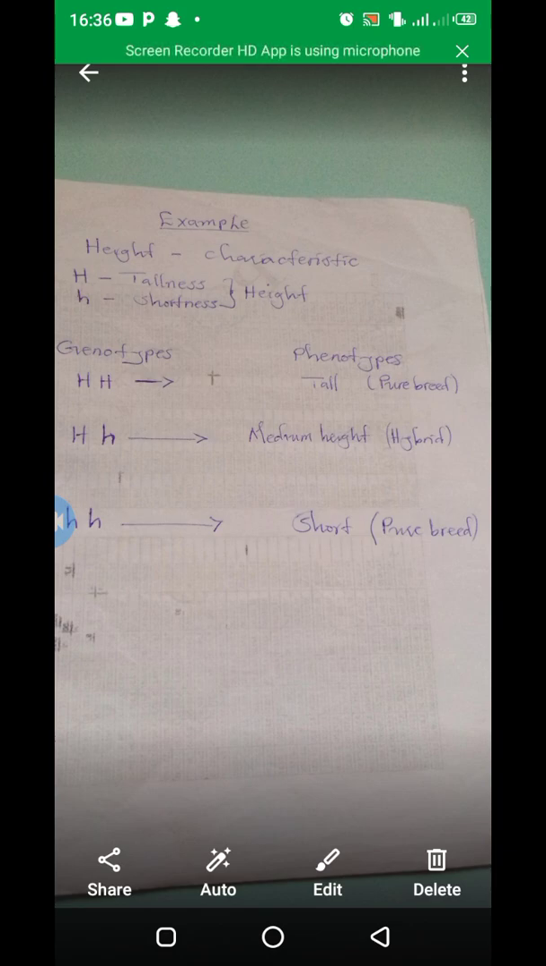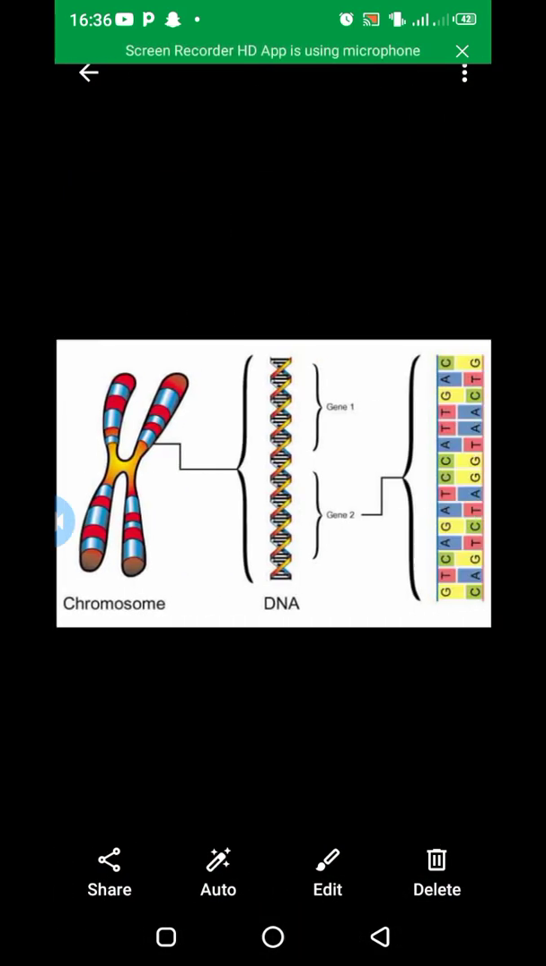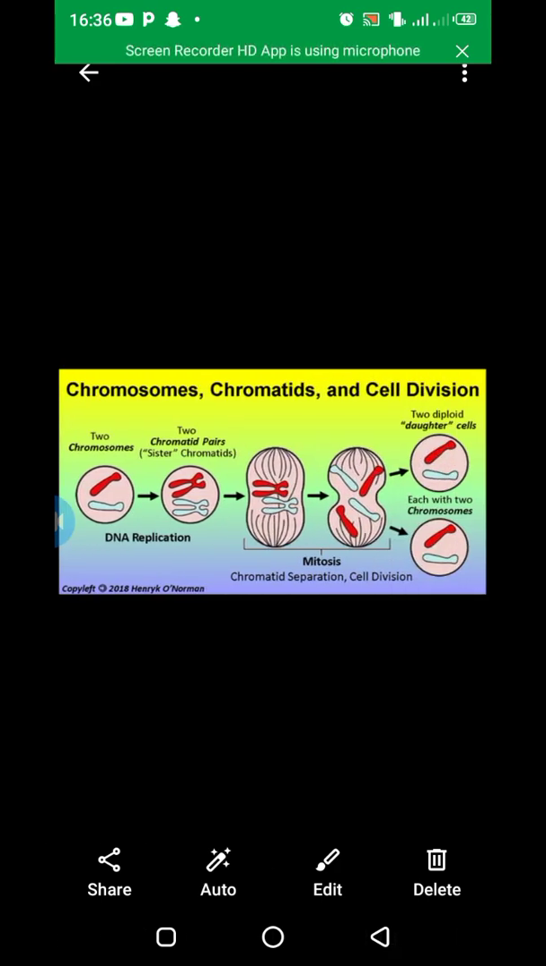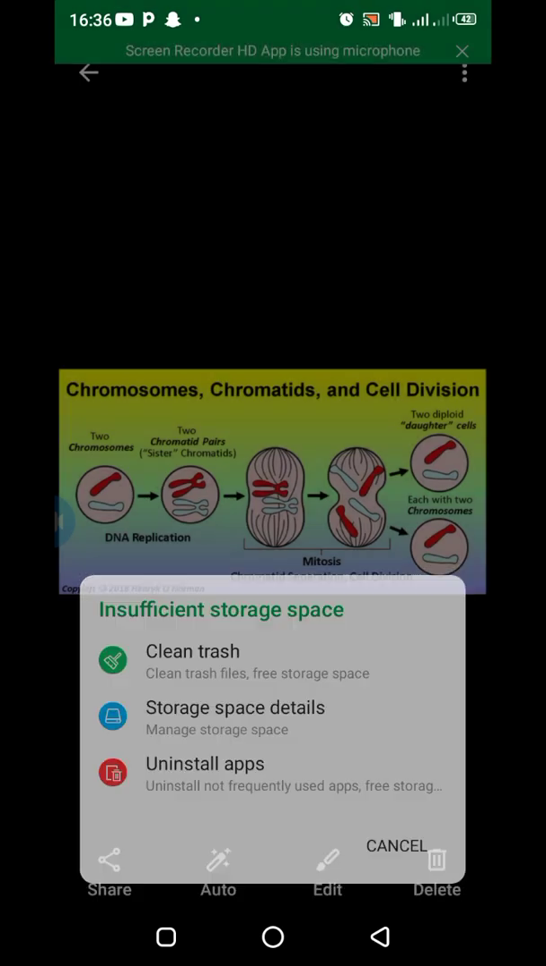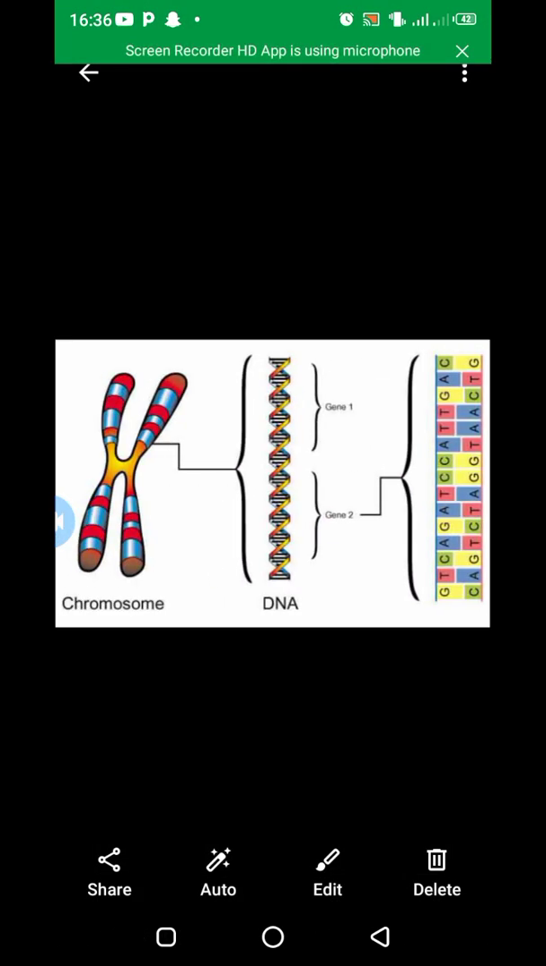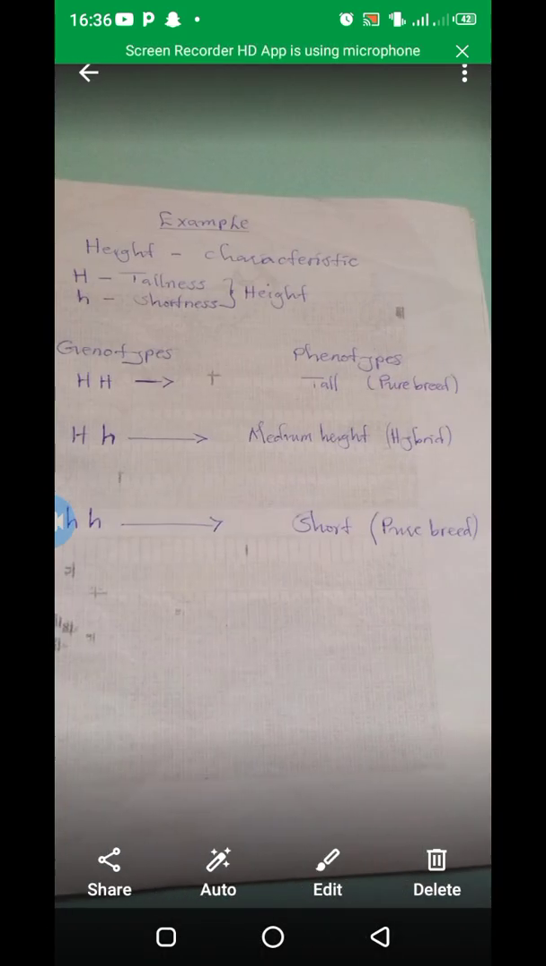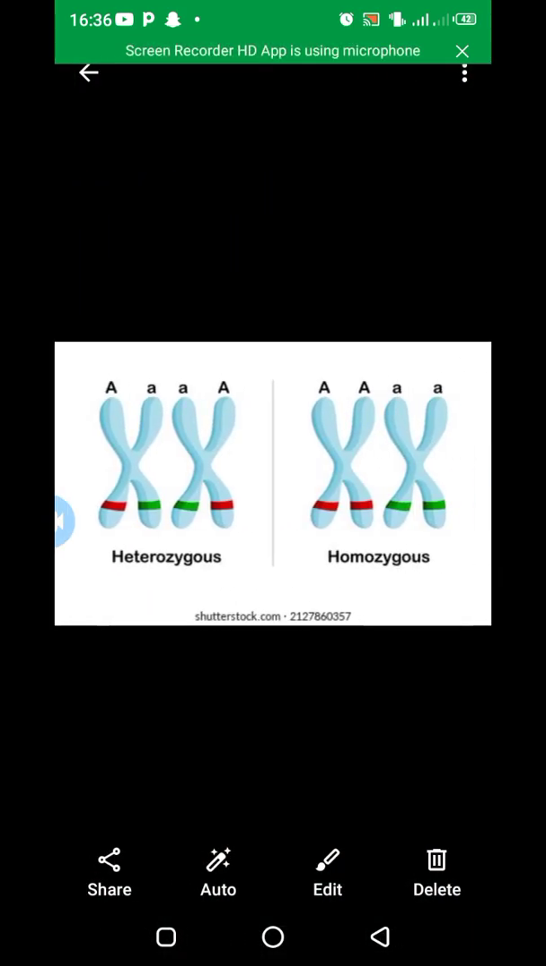Okay, so I have some diagrams which I want to show you guys. This is what I was explaining when we were talking about what a chromosome is, how they are formed during the process of meiosis, and that there is a chromosome showing the part of the DNA and the genes there. And we also have these other diagrams showing us what heterozygous is and what homozygous is.